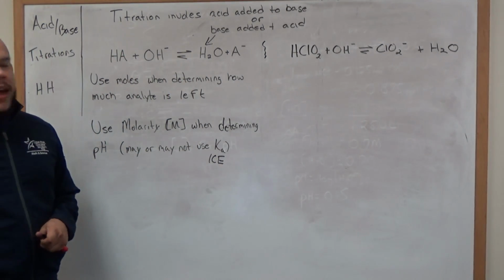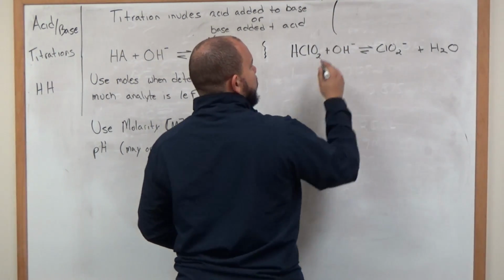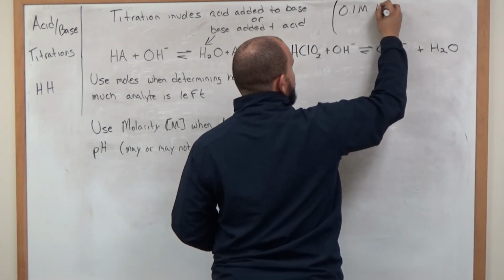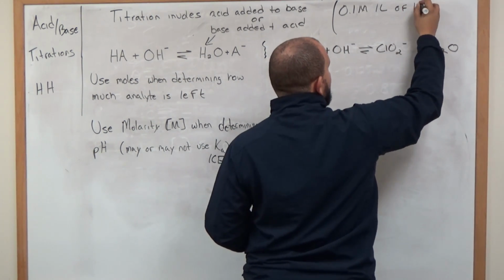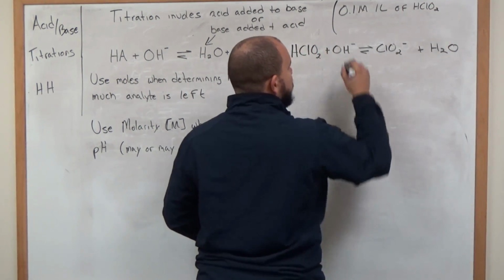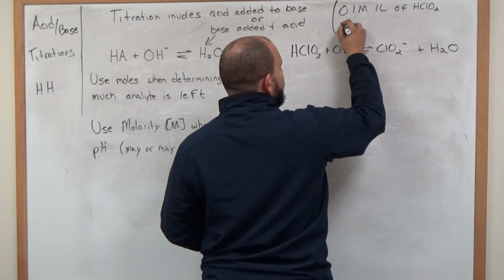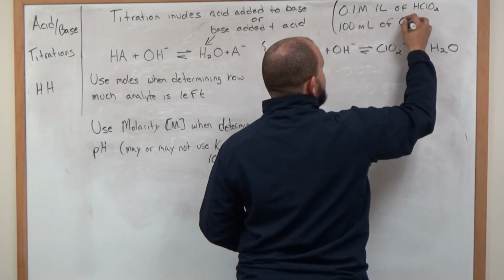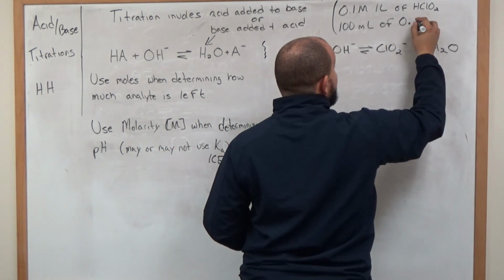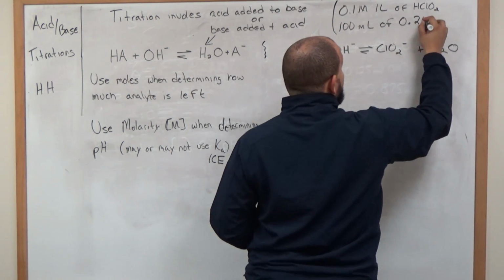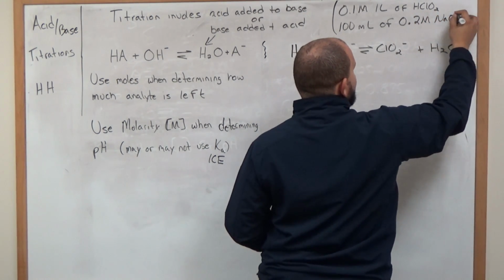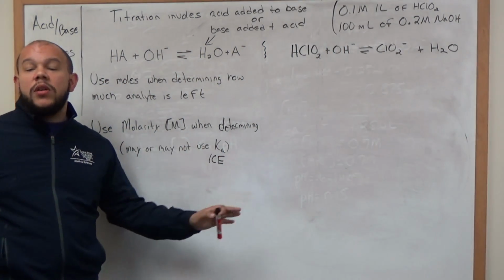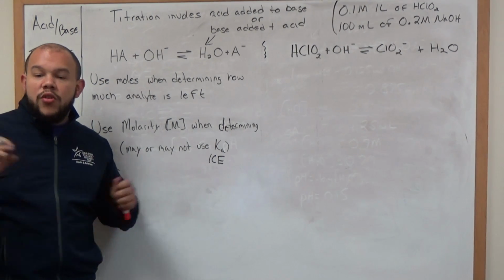Okay? And let's say that we have 1 liter of 0.1 molar HClO2, and let's say here we titrate with 100 milliliters of 0.2 molar sodium hydroxide. Okay, so I've changed up some of the numbers. I'm not using whole numbers, but it's still simple, basic, easy to use numbers just for these examples.